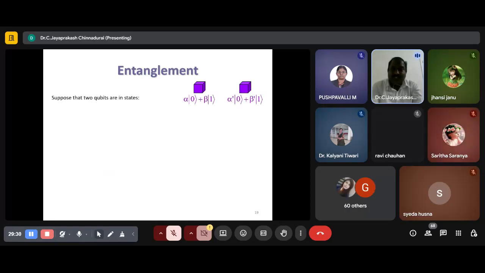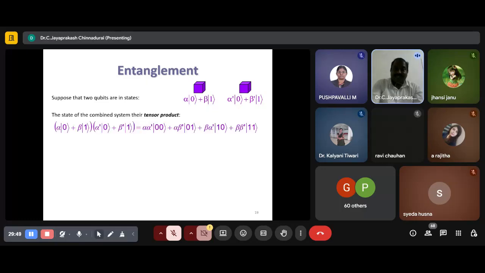Suppose that 2 qubits are in states like this: alpha of ket 0 plus beta of ket 1. So what is the output of this one? That is alpha dash of ket 0 plus beta dash of ket 1. So how can we get that entanglement?